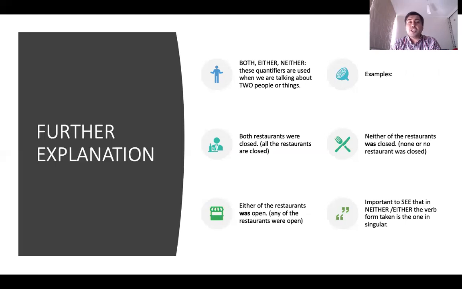Now let's go with the words both, either, and neither. These quantifiers are used when we're talking about two people or things. For example, both restaurants were closed. Neither of the restaurants was closed. And either of the restaurants was open. So, if you see here, when you use the words neither and either, the verb that follows goes into the singular form, okay?